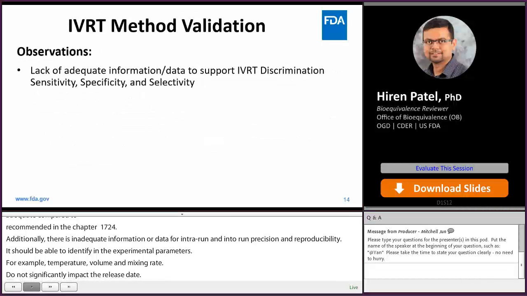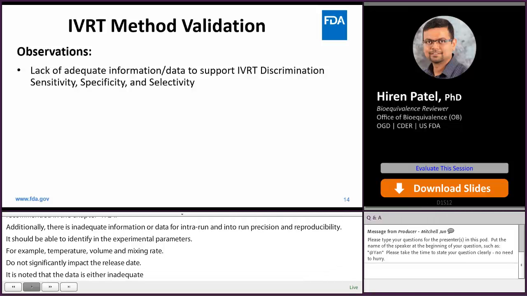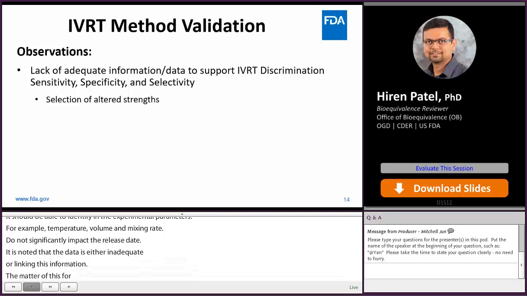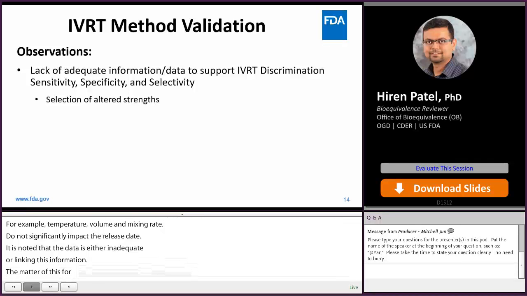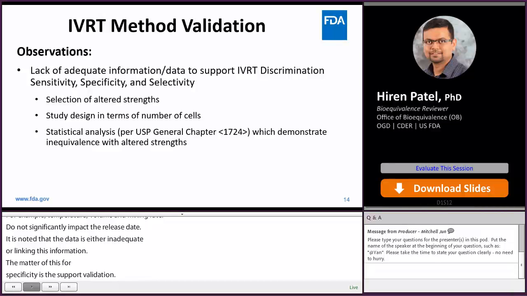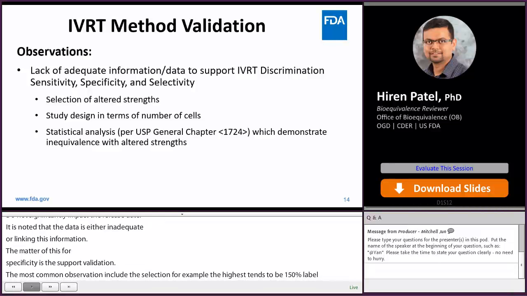The method discrimination parameters, such as sensitivity, specificity, and selectivity, are crucial to support the validation of the developed IVRT method. The most common observation related to these parameters includes the selection of strength. For example, the highest strength should be 150% label claim and not higher than that, that is 200 or 250% label claim. To support selectivity, the statistical analysis should be performed using the Mann-Whitney test per USP Chapter 1724 using an appropriate study design, for example 6 by 6 cells.